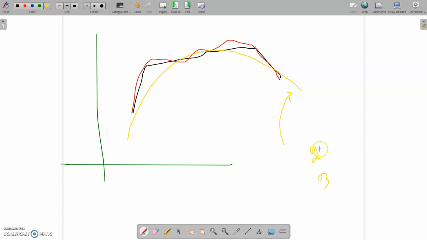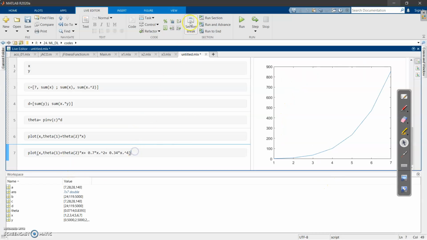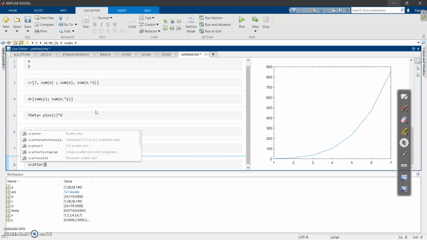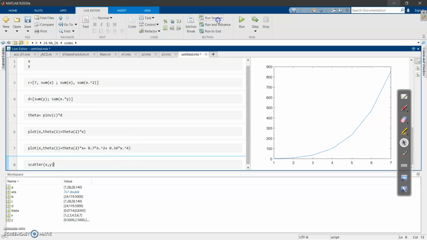So how do you understand which order of polynomial should be better fitted, more suitable for your data? You have to visualize the trend. You have to visualize the data. First, you need to just plot a scatter plot of x comma y. First, plot the data.